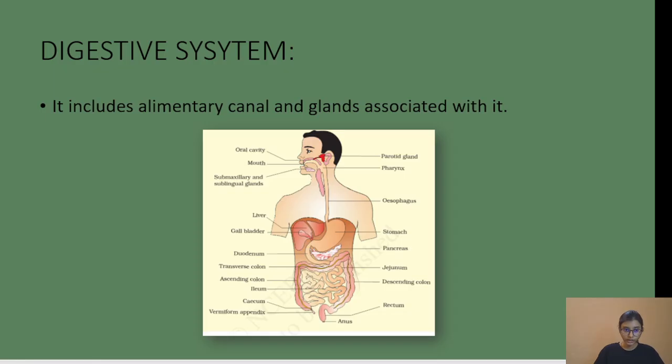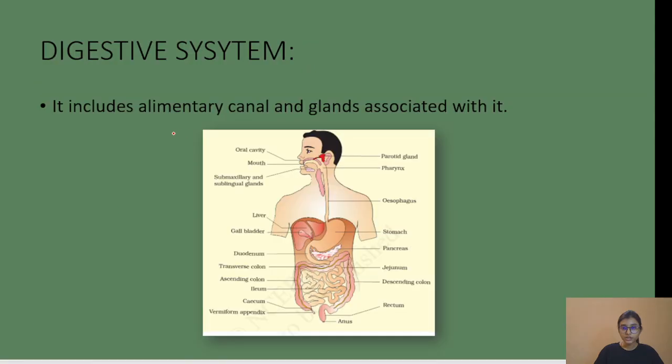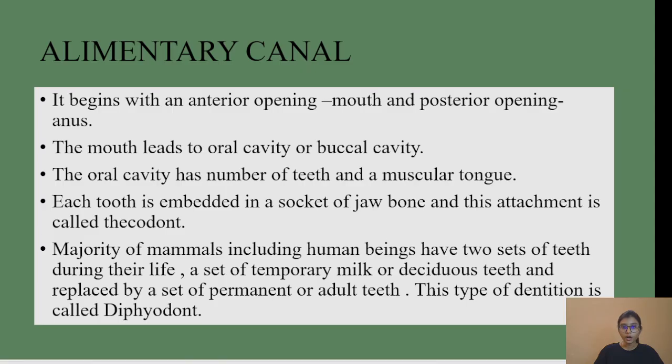Now, the alimentary canal has an anterior opening that is known as the mouth and a posterior opening that is the anus. So you are taking food from the mouth and removing the excreta from your anus. Now this diagram shows the mouth leading to the oral cavity or buccal cavity. The oral cavity consists of a number of teeth and a muscular tongue that helps in chewing of food and also producing masticated food.